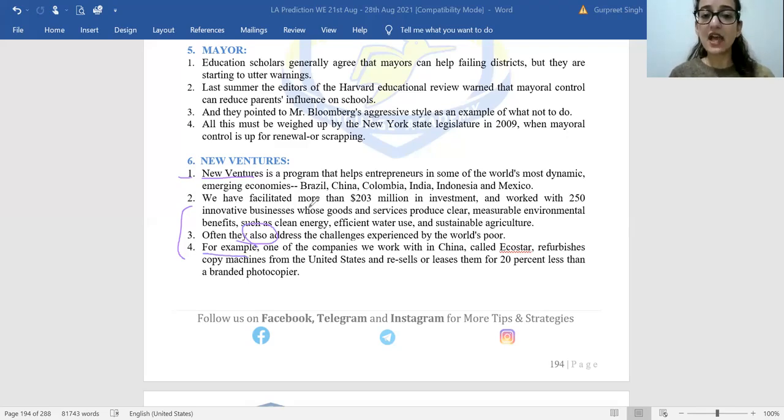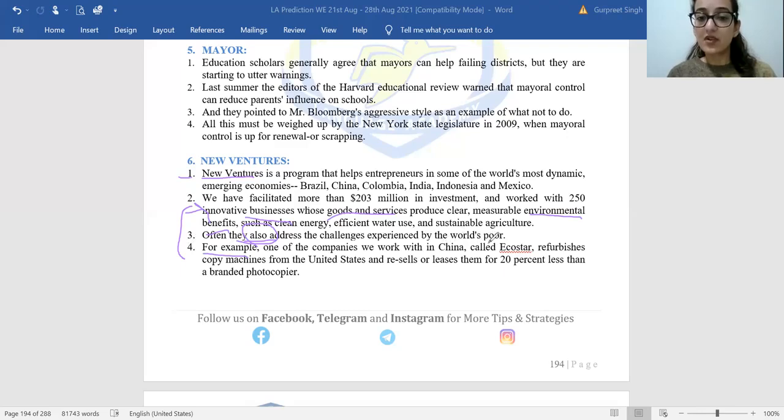So this says they have done investment of these many dollars. They have worked with 250 innovative businesses whose goods and services they, so we are talking about businesses, we are talking about goods and services, and we are talking about environmental benefits. These are all the things that we do. And they also address challenges experienced by the world's poor. So only because of the word also, you can put it at number three, that we do this, or the companies do this, and they also do this.